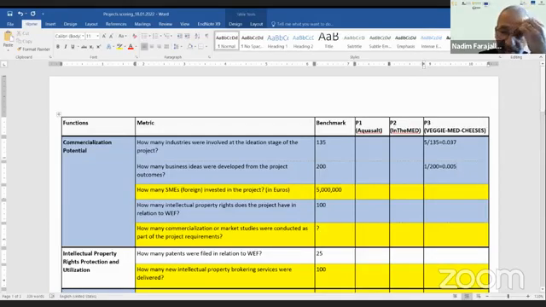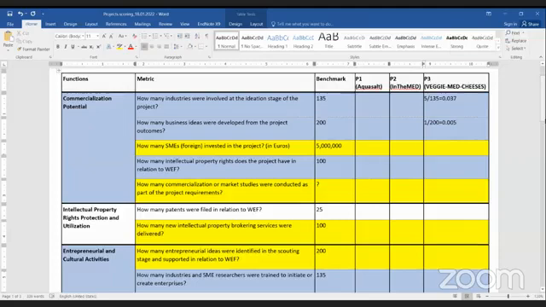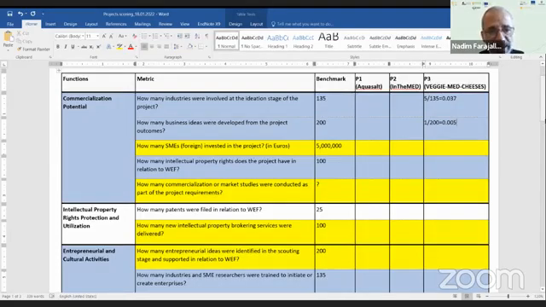Buthaina, are you back with us? Yes, I'm sorry. Yes, excellent. Welcome back. So in the commercialization potential table that you shared, you had 3 zeros there. Is that because they are zeros or because you have no information on those? For example, how many SMEs invested in the project? The value, for example, is the value in euros. How much money was invested? You had 0. And how many intellectual property rights does the project have in relation to water, energy, and food? You had also 0. And how many commercialization or market studies were conducted as part of this project? You also had 0. Are these zeros because you have no information, or are these zeros because nothing was done on those?